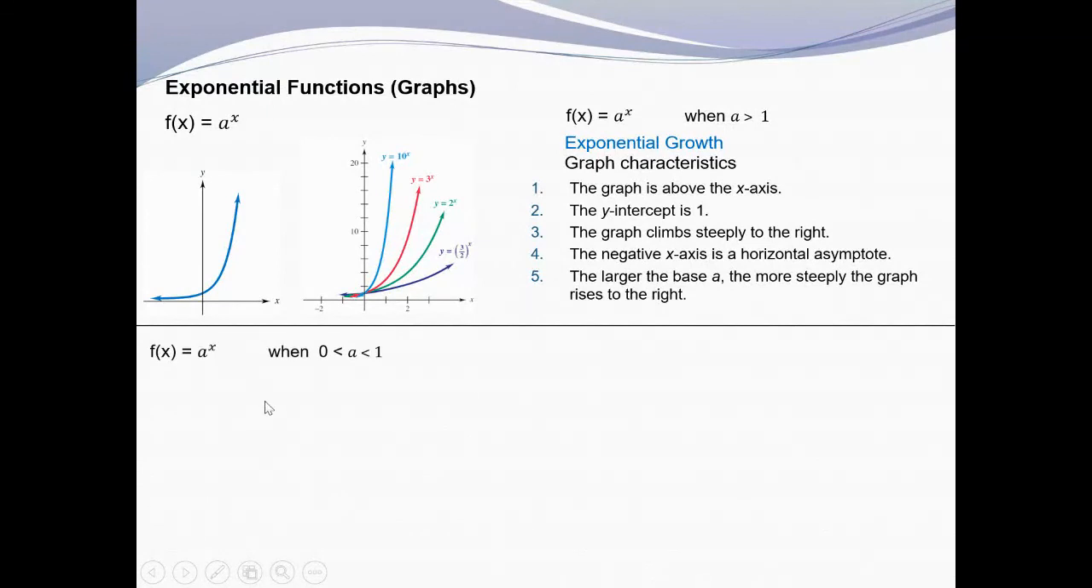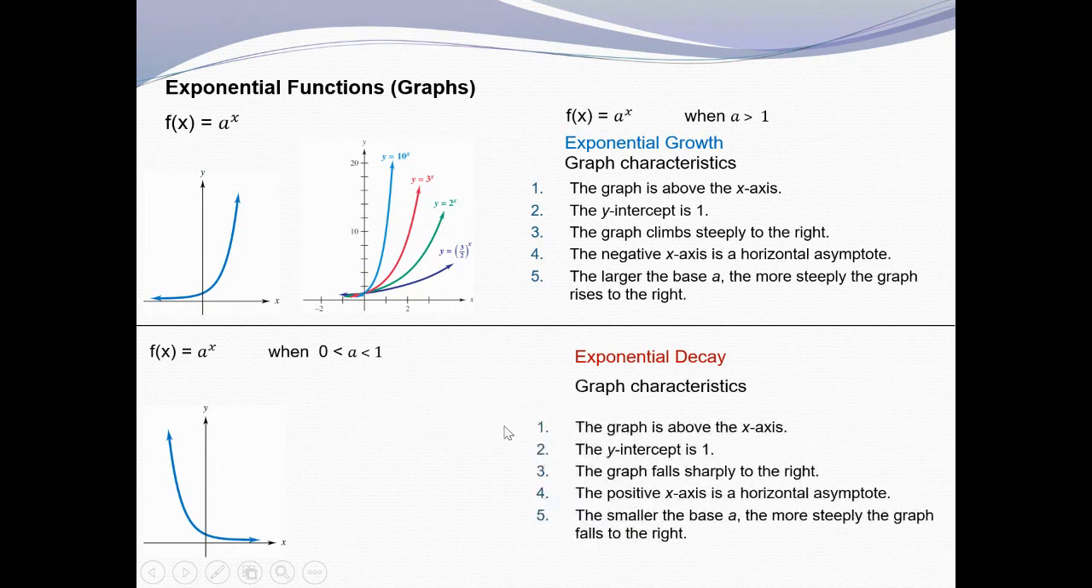Okay. Now let's see when A is between 0 and 1. This is called exponential decay. And here are the graph characteristics. The graph is above the x-axis, right? It's above the x-axis. The y-intercept is 1 again. The graph falls sharply to the right, right? It goes from high and it falls to the right. The negative x-axis is the horizontal asymptote, the same as the one before, right? The graph will never touch my asymptote here, the x-axis.